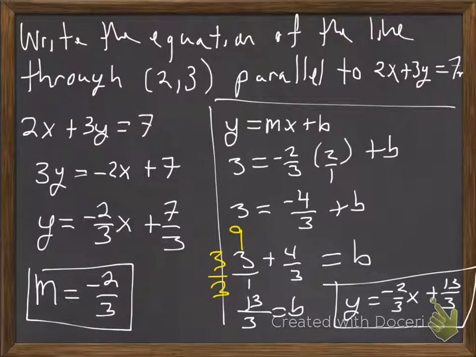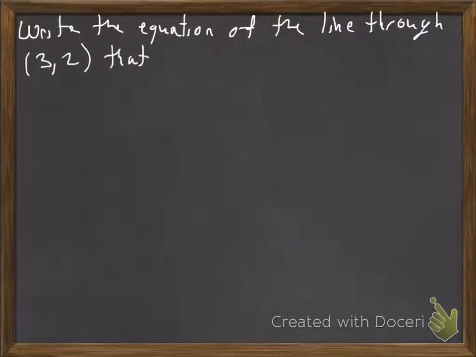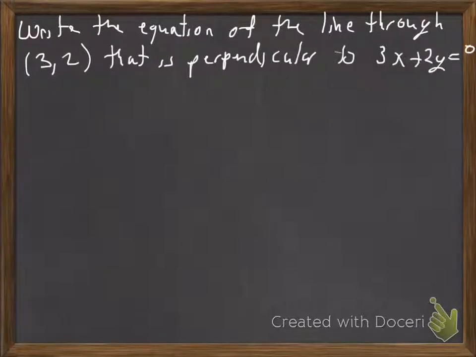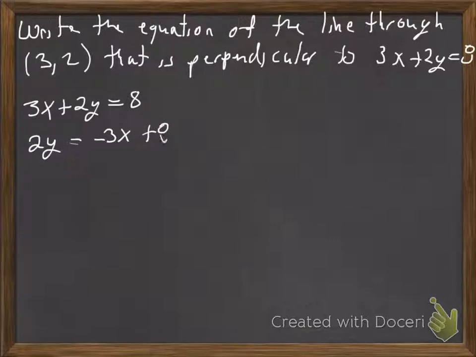Okay, we're going to do another example very similar to this, but instead we're going to do perpendicular. We're going to write the equation of the line that goes through (3, 2) and is perpendicular to 3x + 2y = 8. Like the previous example, we need to solve this equation for y so that we know what the slope is. So we're going to subtract 3x from both sides, and then divide every piece by 2. So y = negative 3/2 x + 4.